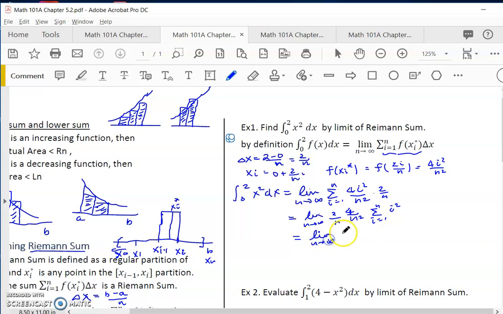So that would be the limit as n approaches infinity of 8 over n cubed, times n, times n plus 1, times 2n plus 1, over 6. Okay, so I'm going to do the limit now, right? We can simplify this, because the next step we're going to do the limit and would have the area. We would have 8 over 6. We can simplify them later.